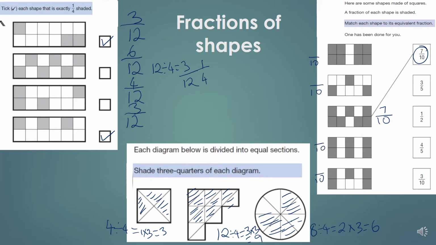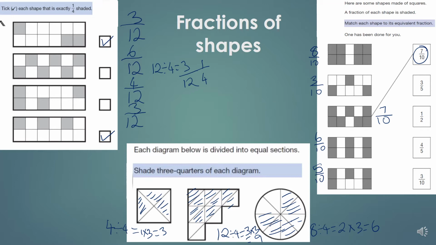Now let's see how many they've all got shaded. So this one's got 6. This one's got 3. Sorry, this top one's got 8, not 6. I can't count. And this one's got 5. If we look to the right hand side of the shapes, we don't have 8 over 10 anywhere. So let's try simplifying this fraction.